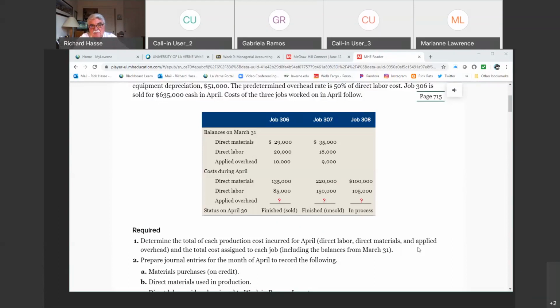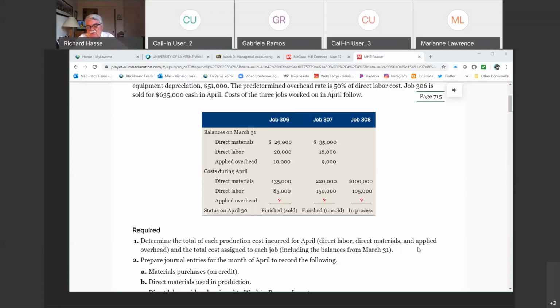Here's an example on page 715 of your textbook. We have 3 jobs, jobs 306, 307, and 308. Jobs 306 and 307 were started in March. Materials, labor, and overhead. Job 308 hasn't been started yet. Then in the problem, they assign more costs to those jobs in April, and job 308 begins. Materials are allocated into the production, labor is assigned, and notice we have to apply the overhead. That's the mystery here.